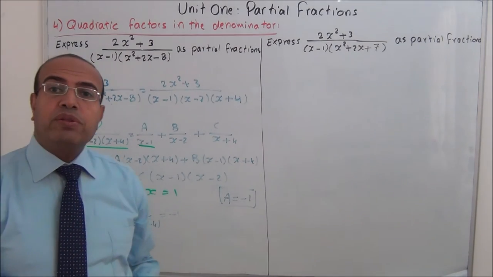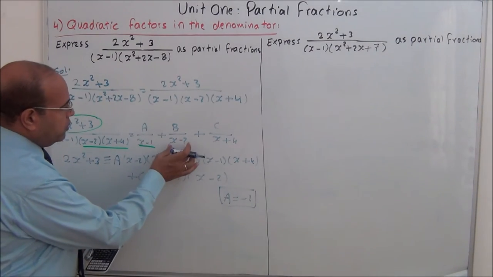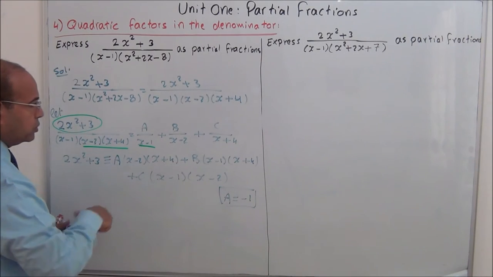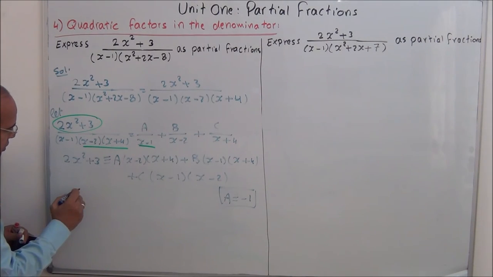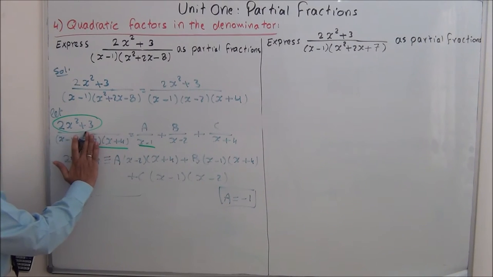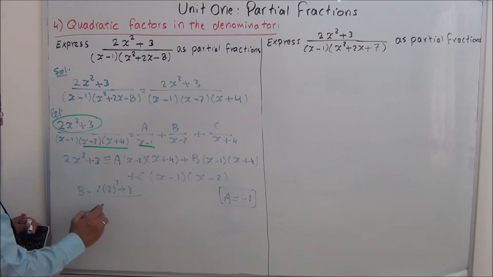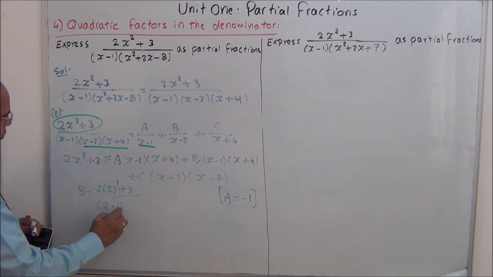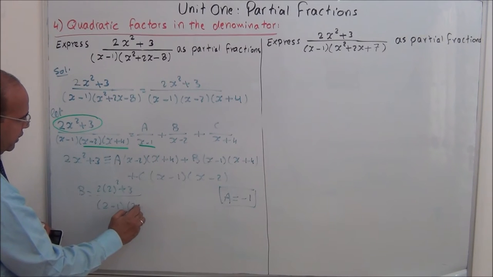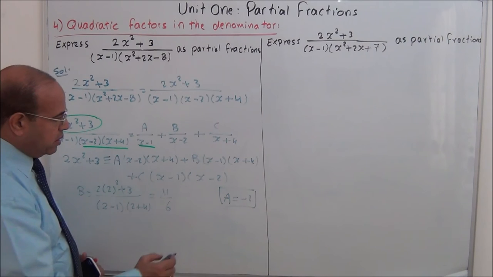We do the same to get the value of b by using the cover-up method. We equate the denominator of b to 0: x minus 2 equals 0, so x equals 2. Replace x by 2 except in this bracket. So it's (2 times 2 squared plus 3) over (2 minus 1)(2 plus 4). Don't put 2 in the other bracket, because it will be 0 and you cannot divide by 0. The value of b is 11 over 6.